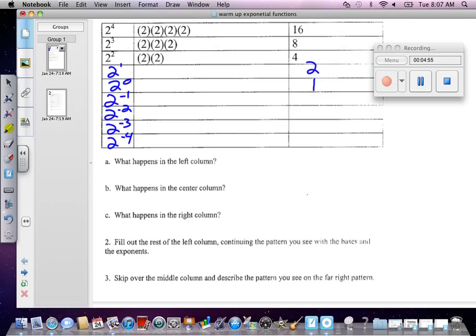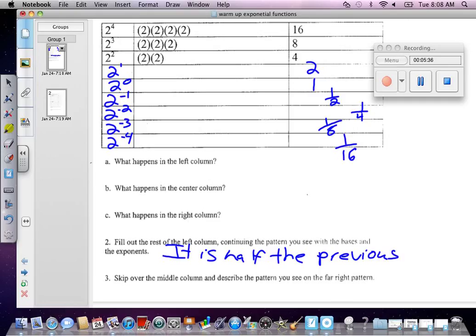If I take 1 and break it in half, what do I get? A half. Okay, now this is a harder part. What's half of a half? A quarter. Good. 1/4. What's half of a quarter? What's half of an eighth? There you go. Do you guys see the pattern? It went 16, 8, 4, 2, 1, a half, 1/4, 1/8, 1/16. Okay? It is half the previous number.